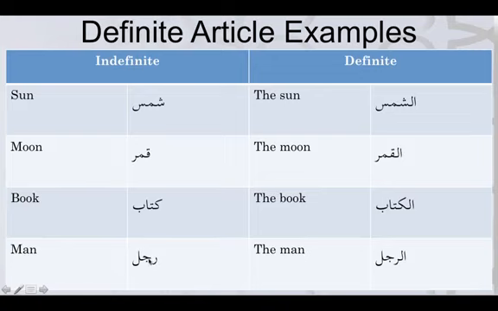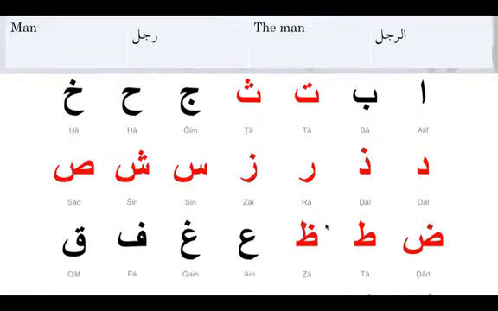This is rajul, ar-rajul, ar-rajul, the man. This is an example of a sun letter. A sun letter. We don't say al-rajul, we say ar-rajul. We combine the hamza with the ra, and we skip the lam. It's ar-rajul. Now in the Quran, this is how it's written.